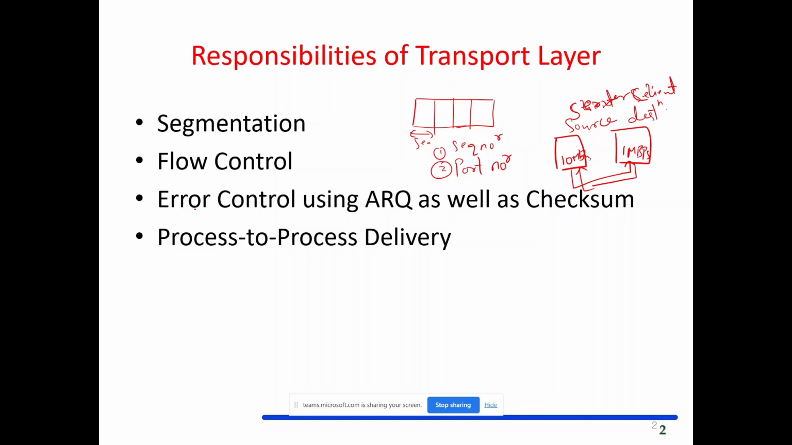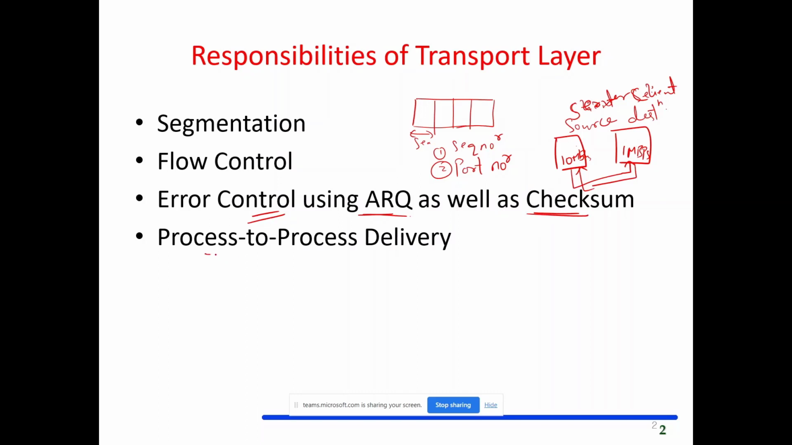The third responsibility is error control. We also saw error control in the data link layer, where we saw the usage of Hamming codes and CRC codes for error detection and correction. Here also the error control mechanisms are taken care of. Error control uses the ARQ protocol, that is the automatic repeat request protocol, and we also use the checksum for the error control mechanism.